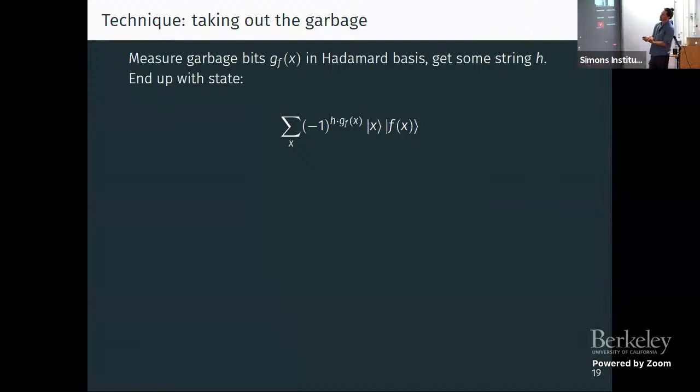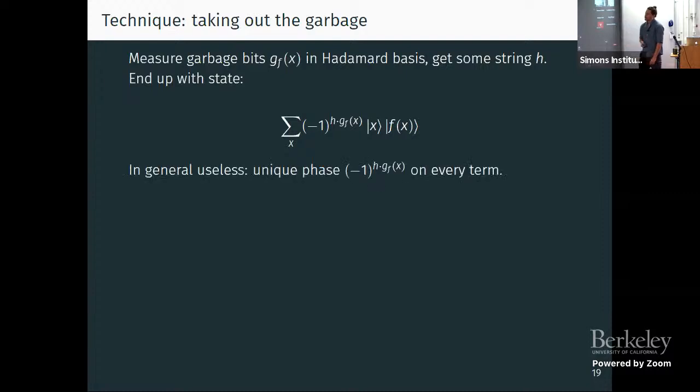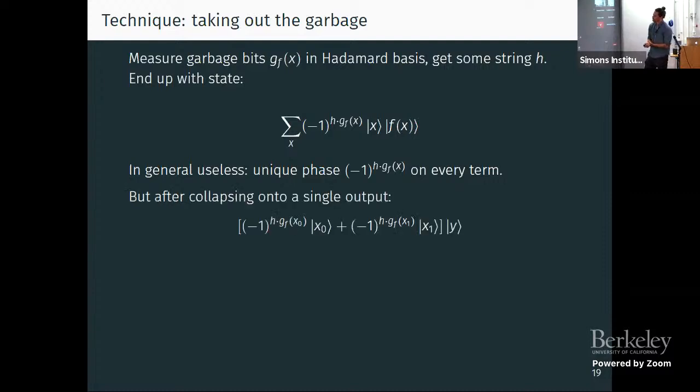So let's look at what happens when we do this. We have the garbage bits, we do a Hadamard measurement, and we get some output string H. What we're going to end up with is a state where we have some phase, which depends on the outcome of the measurement and on the values of the garbage bits, on every term of the superposition. Normally, this is useless, right? Because there's a unique phase on each term that depends on the X, and you'd have to somehow compute the phase on each term of the superposition to use it for anything meaningful.